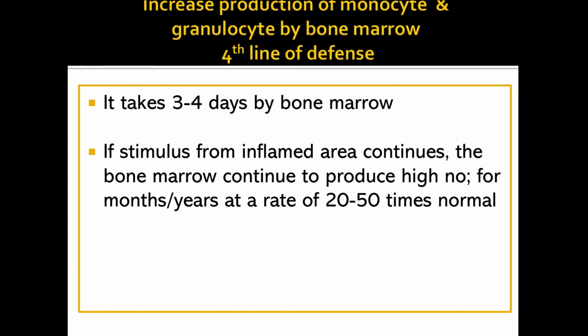If stimulation from the inflamed area continues, meaning inflammation produces more and more inflammatory products, inflammatory cells, and inflammatory chemicals that give a stimulus to the bone marrow, then more and more monocytes will be produced. The bone marrow continues to produce high numbers for months and years at the rate of 20 to 50 times normal. For example, 50 times greater number of monocytes will be produced in the case of cancer.